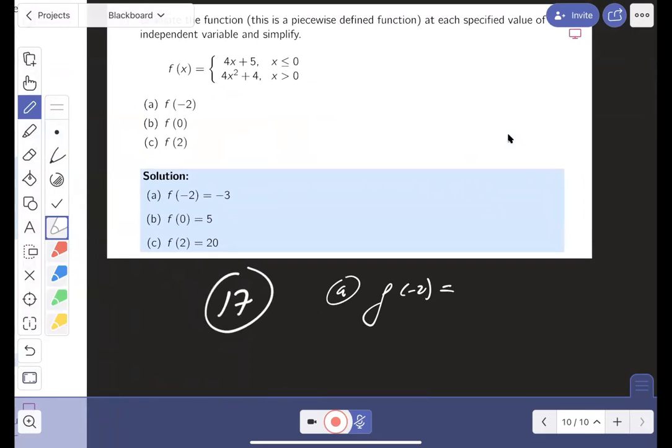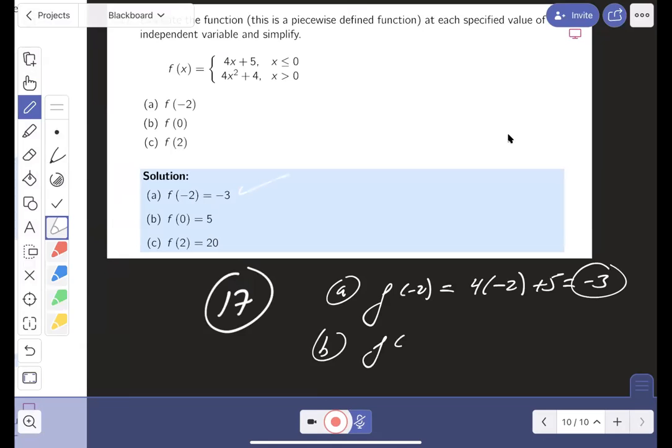Here's the deal. Look at the function. It's given in pieces. Which piece would allow you to touch minus 2? This first piece, because minus 2 is below 0. So let's write that down. What do you get? 4 times minus 2 plus 5, which would be minus 8 plus 5, which is minus 3. That's given. Let's go to B.